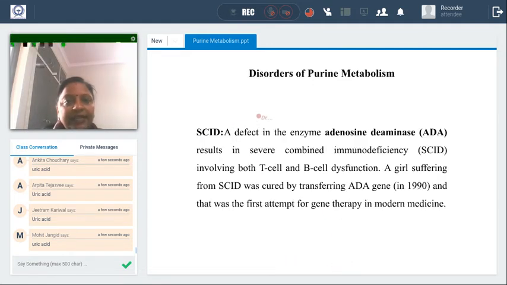And the last one is SCID, a disorder of purine metabolism. SCID is severe combined immunodeficiency, in which both T cell and B cell are dysfunctional. This is a very important enzyme, adenosine deaminase, called ADA. It is involved in ADA gene therapy, the first attempt at gene therapy in modern medicine, transferring the ADA gene in a girl suffering from SCID, severe combined immunodeficiency. Very important for your examination.